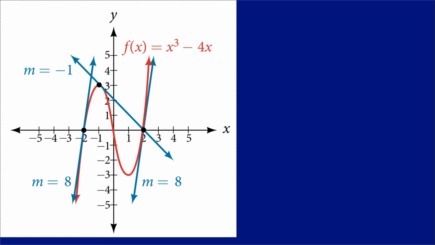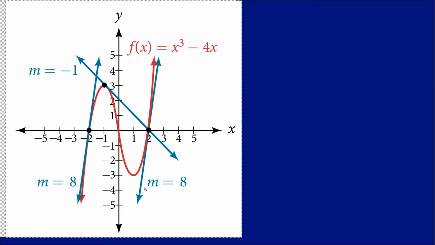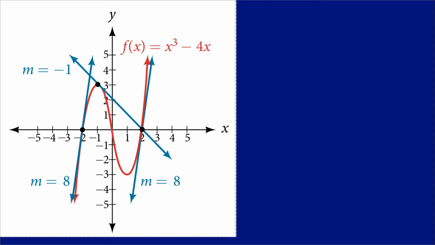The orange represents a parabola, x to the third minus 4x. And then we have these different things here, m equals minus 1, m equals 8, m equals 8. I'm assuming you know that m stands for slope. In this particular situation, these are what we like to call tangents. A tangent is something that touches a curve at one point and only one point and slides up against it.